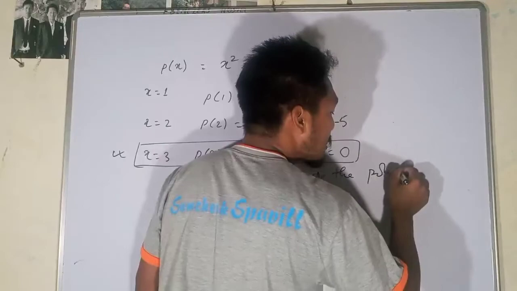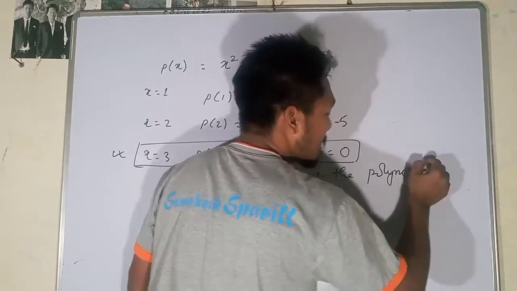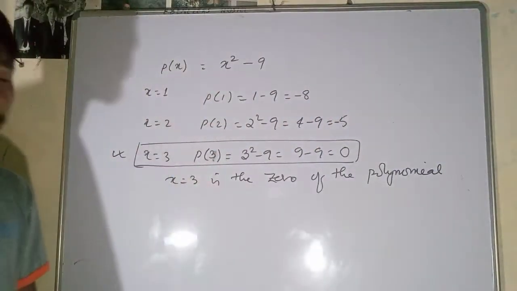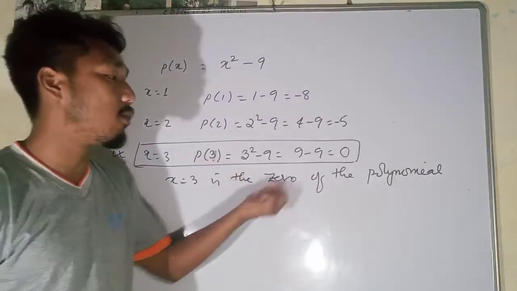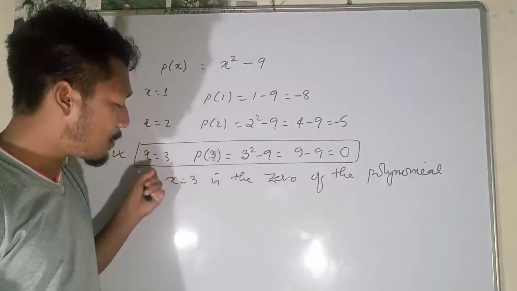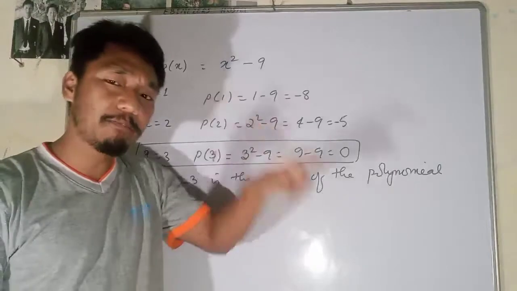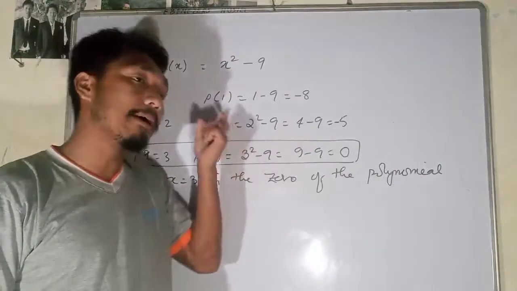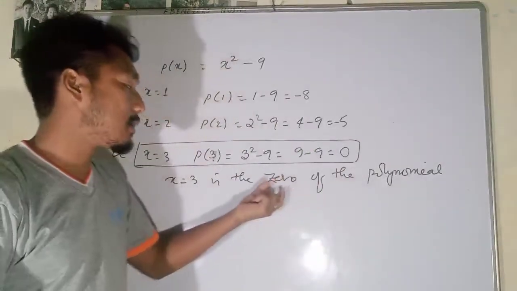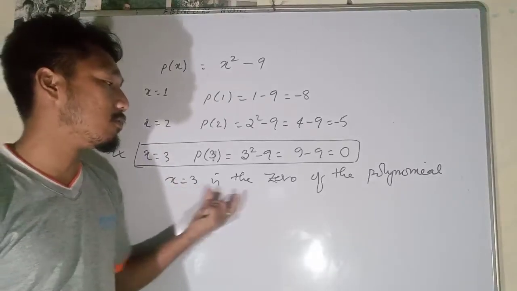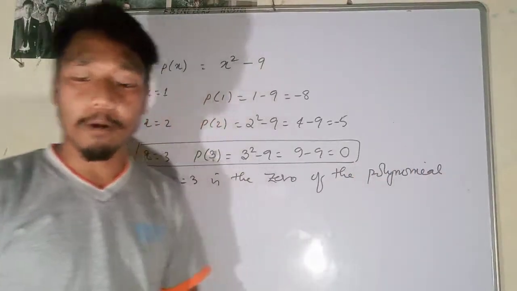That means this is the complete solution of the polynomial. That is what we say, zero of the polynomial. Whenever you put any value of x in any polynomial and you are getting the entire value as 0, then such a value is considered to be the zero of the polynomial.